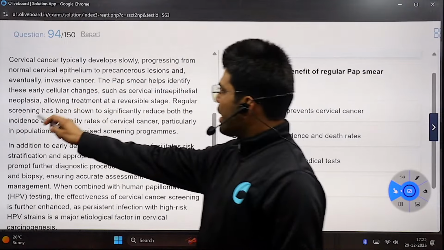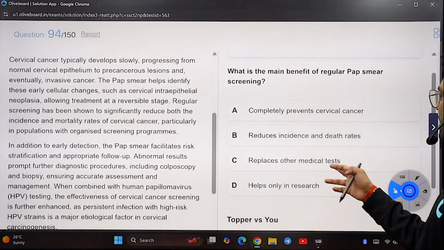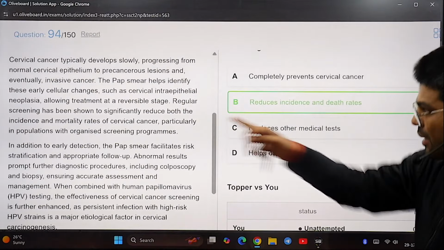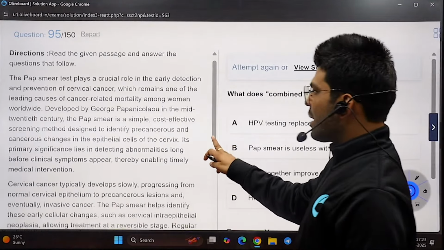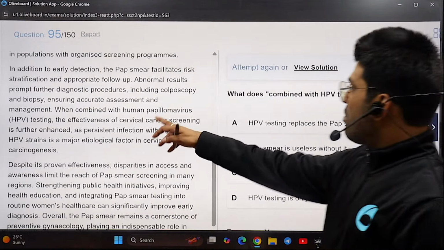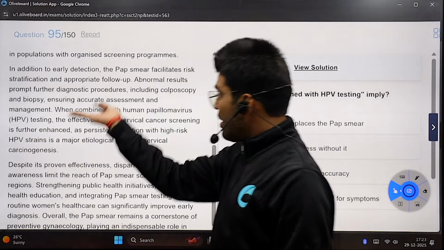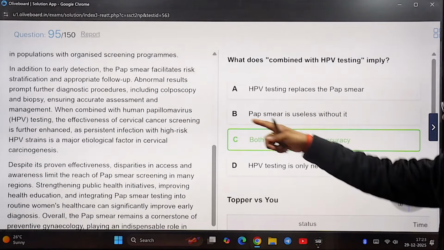Yes, obviously. Regular screening significantly reduces both the incidence and mortality, the death rate. It cannot completely prevent cancer, nothing can. It doesn't replace other tests, and it isn't only research. What does combined with HPV testing imply? When combined with this, the effectiveness of the screening is further enhanced. It doesn't replace anything, it isn't useless, it isn't only needed; it improves, it enhances.